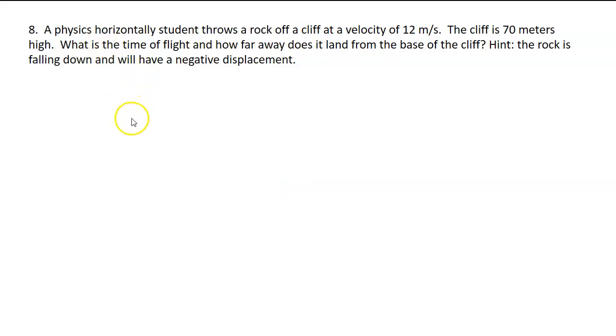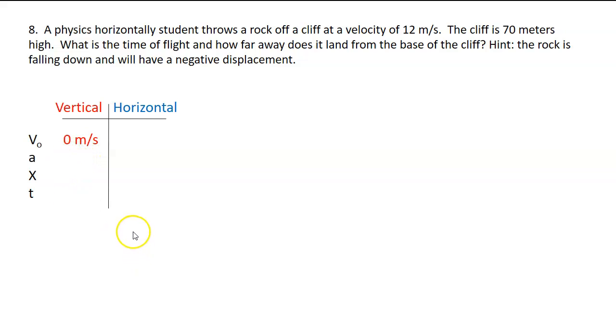So let's list out what we know. We need a vertical and a horizontal column. All of our projectile problems should be set up like this with V sub O, A, X, and T. Then we fill in what we know. We know the initial vertical velocity is 0, because the moment it leaves its hand, while it's accelerating down, it doesn't have any velocity yet.